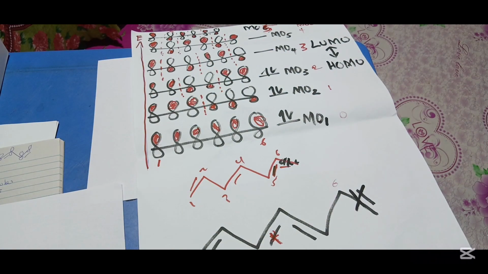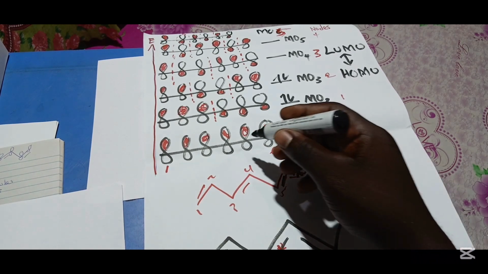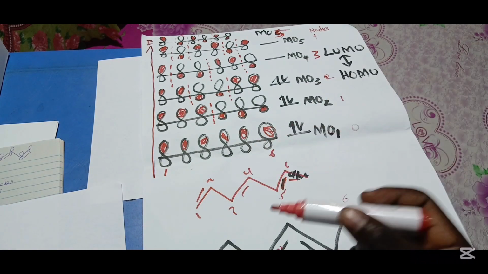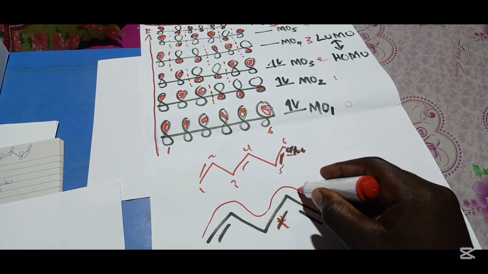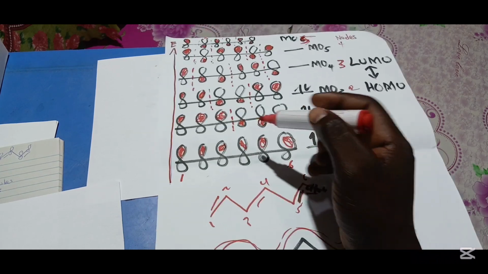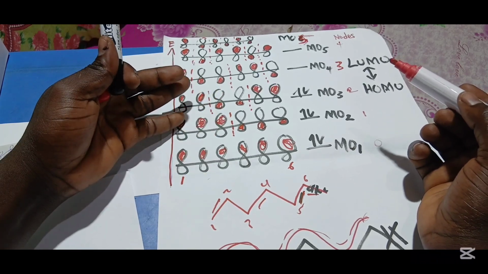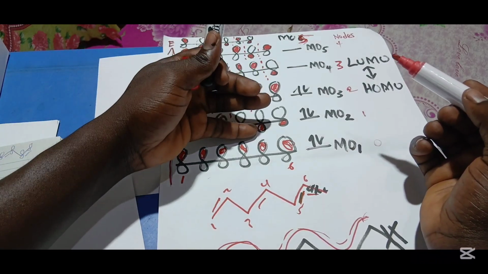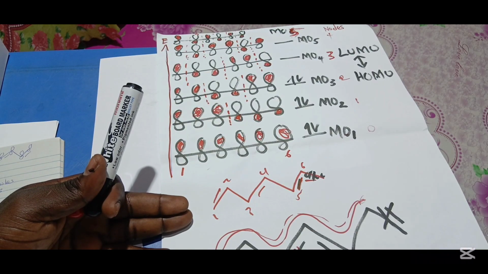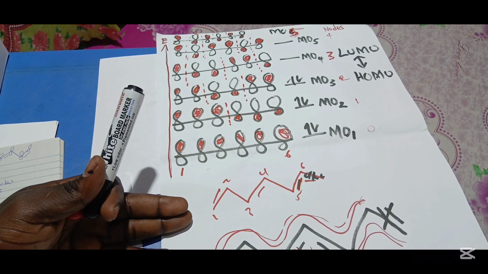Carbon 1 to carbon 6. So this is to tell us that from carbon 1 to carbon 6, we have two electrons delocalized throughout the system, right? And let's see what is happening in MO2. You will see that carbon 1, 2, 3 are all in phase. So two electrons delocalized between them, and 4, 5, 6 also the same. So 1, 2, 3, 4, 5, 6.